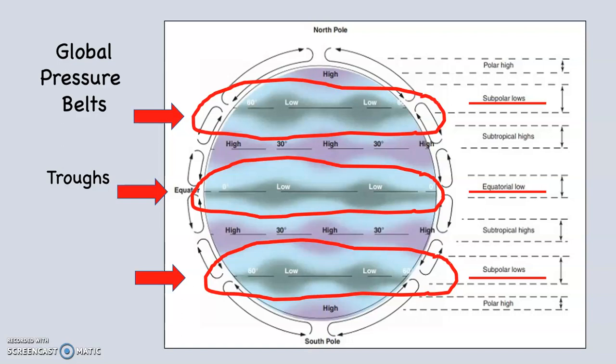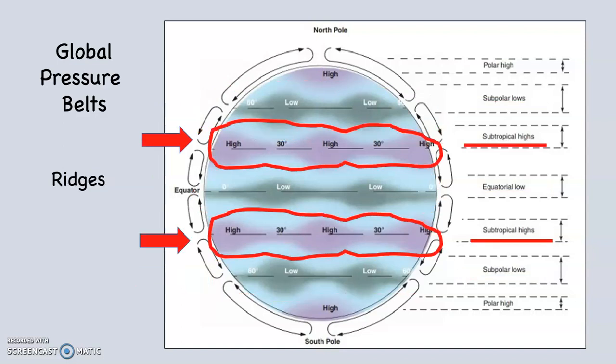But if you look here, you can see that we have three troughs circled, long stretched out areas of low pressure. Those are the equatorial low and the two subpolar lows. So those are technically troughs of atmospheric pressure. And you can see here, I circled the two ridges of atmospheric pressure that are consistent. There's lots of ridges and lots of troughs that happen on the planet, but these are consistent. They sit at 30 degrees north and south. Those are the subtropical highs.